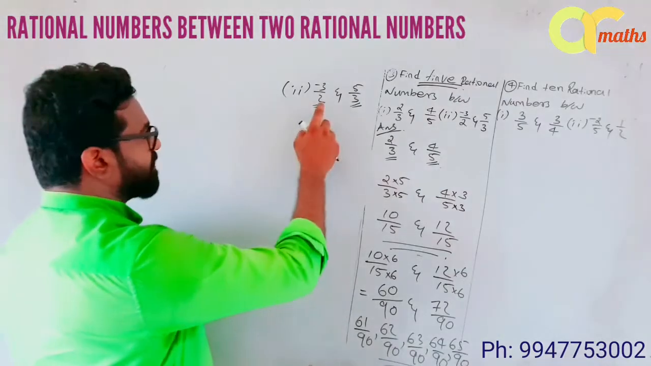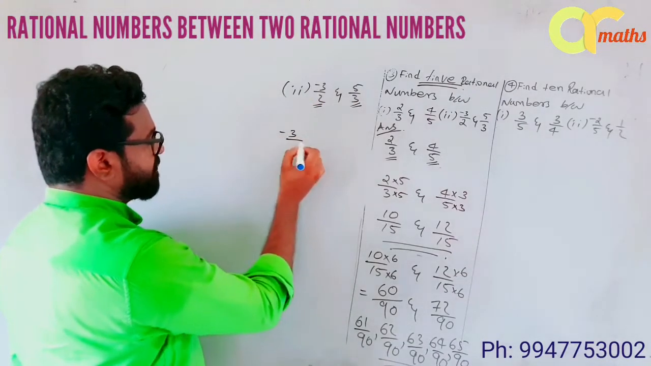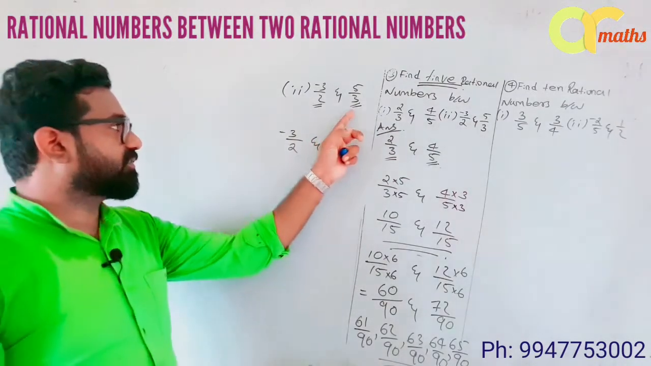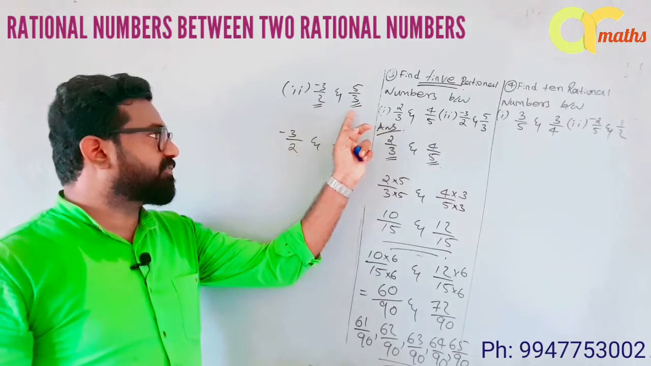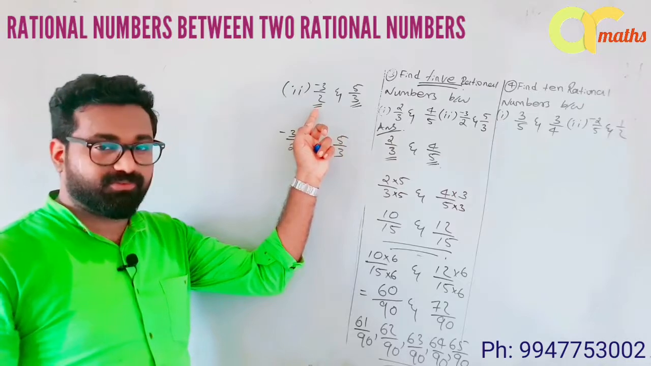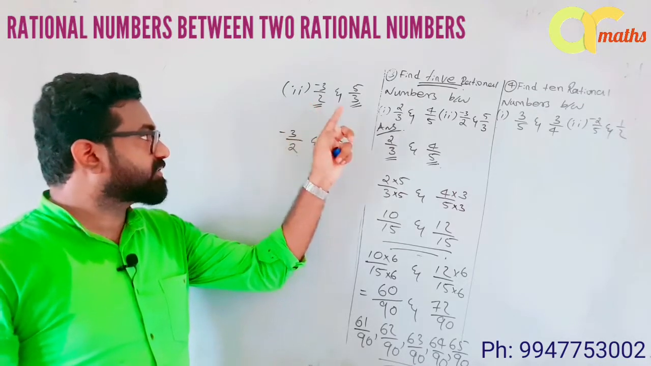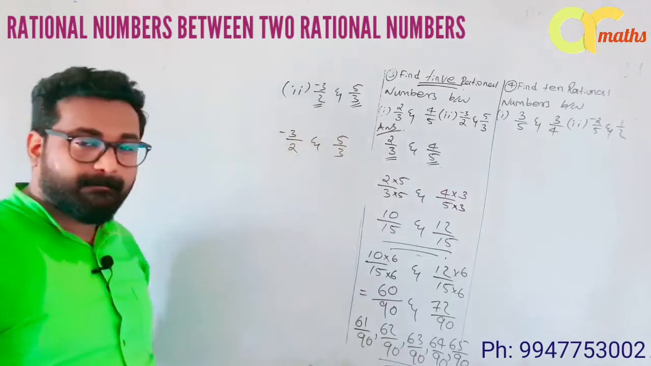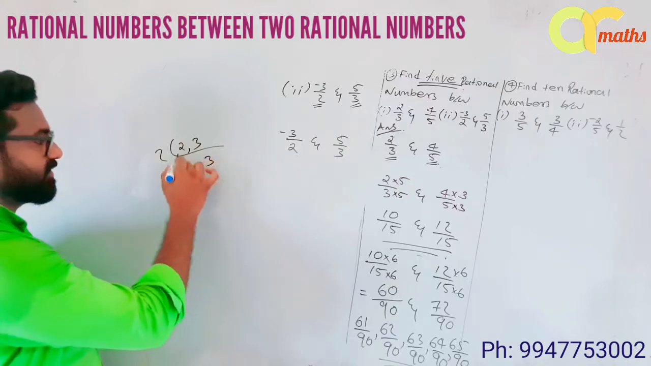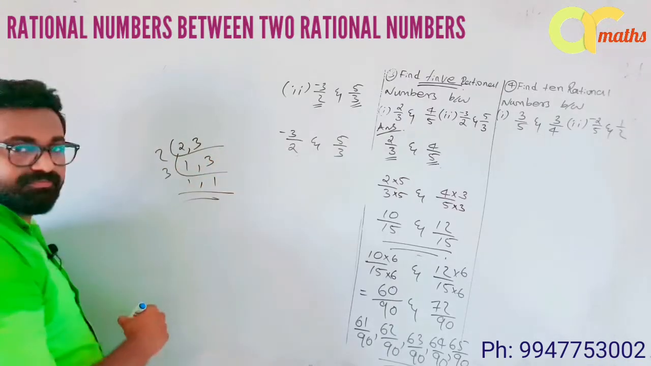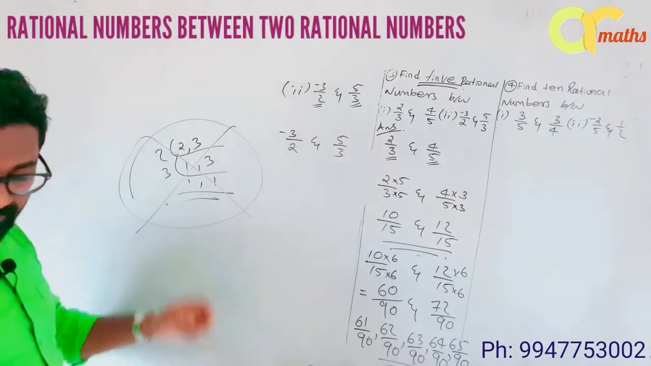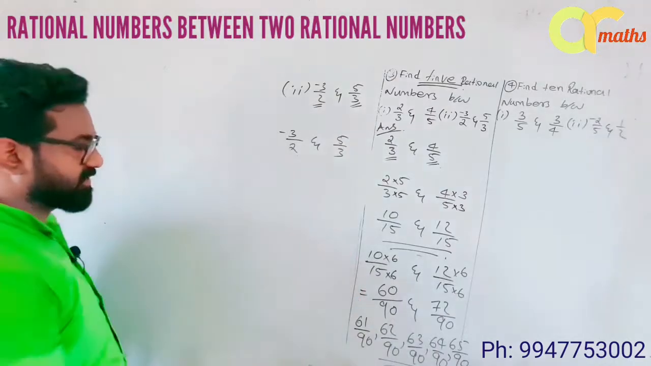So what is the LCM of 2 and 3? The larger number is 3. Multiples of 3: 3, 6. 6 is also a multiple of 2, so you can divide 6 by 2. So 6 is the LCM. Otherwise, you can find it like this: 2, 3, 2, 1, 3, 3, 1, 1. This is out of fashion. So the answer is 2 into 3, 6. Here the LCM is 6.